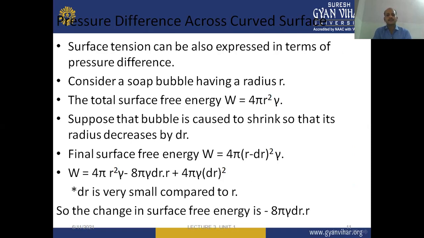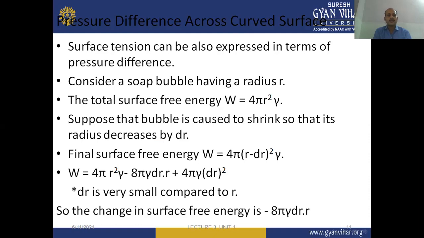Suppose that bubble is caused to shrink so that its radius decreases by dr. Initially the radius of the soap bubble was r, but as the bubble shrinks, the radius decreases by dr. Now the final surface free energy after the shrinking of the bubble will be W equal to 4 pi (r minus dr) whole square multiplied with gamma. So r minus dr is now the radius of the soap bubble after the shrinking.